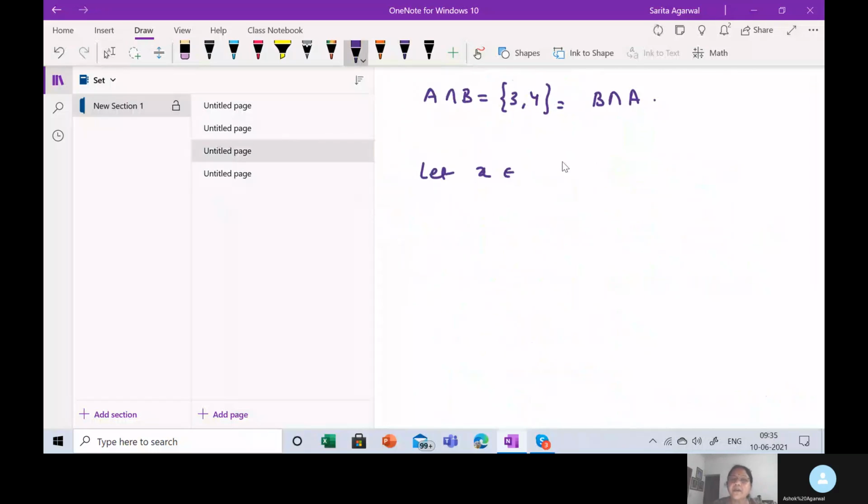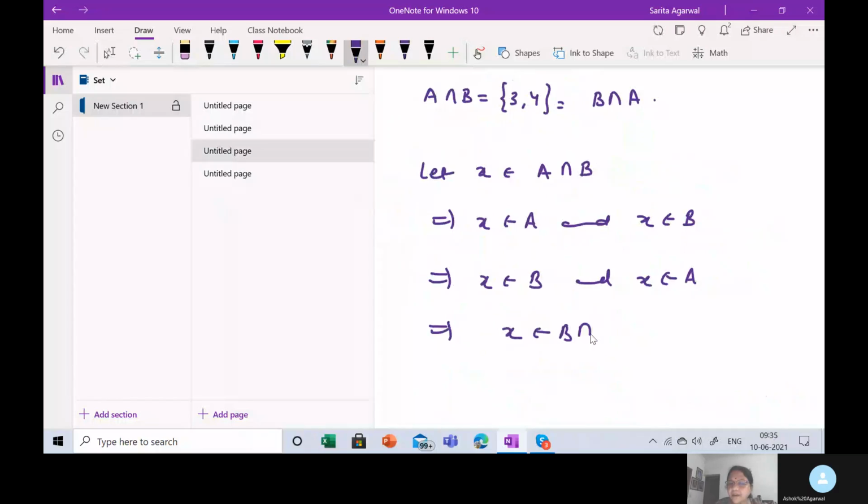So let X belong to this A intersection B. Means X belongs to A and X belongs to B. And AND is commutative, so we can write X belongs to B and X belongs to A. That means X belongs to B intersection A. X is our arbitrary element. So this means that A intersection B is contained in B intersection A. If the reverse is not possible, we can't write equality.